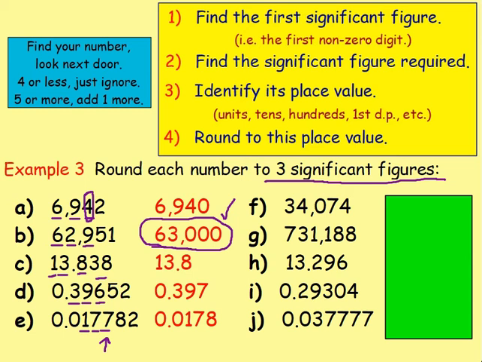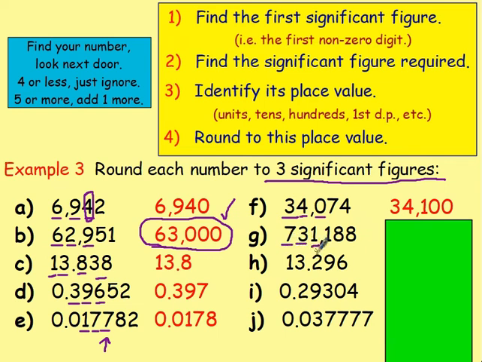With F, 34,074. Again, round that to 3 significant figures. There is a first significant figure because it's the first digit that is not a 0. Beside it is the second significant figure, and beside that is the third. The place value of that is the hundreds. Brilliant. So we round this number to the nearest hundreds. Find your number, look next door, it's 5 or more, so you add one more. So instead of staying at 0, it'll go up to 100. And again, you write nothing after that. So you'd have 34,100.